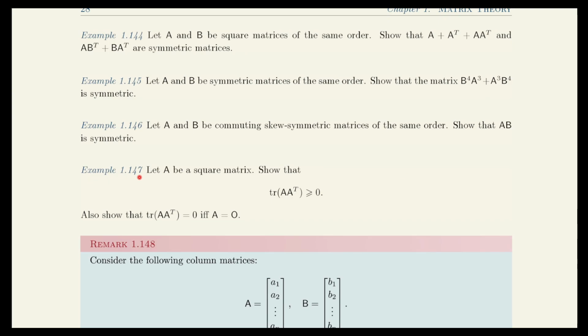Now, let us go to this problem. Let A be a square matrix. Show that the trace of this combination is always non-negative. So even if you have a matrix A which includes a lot of negative entries, still, if you calculate the trace of this combination, it's definitely non-negative. And importantly, we want to understand when it becomes zero. There is only one case that the trace of this combination can be zero, and that is if you start with the zero matrix.